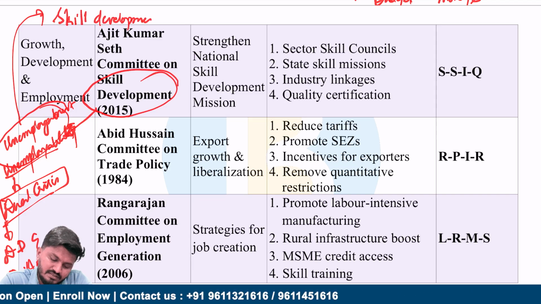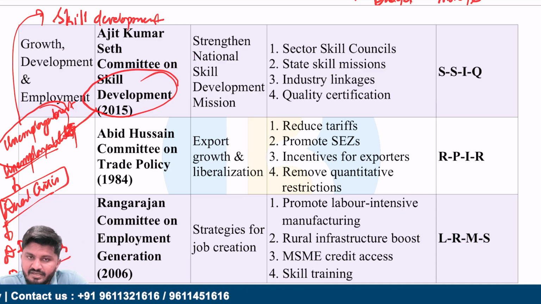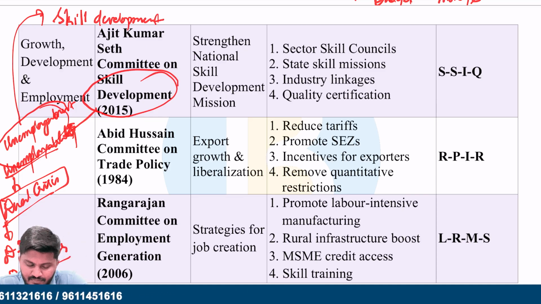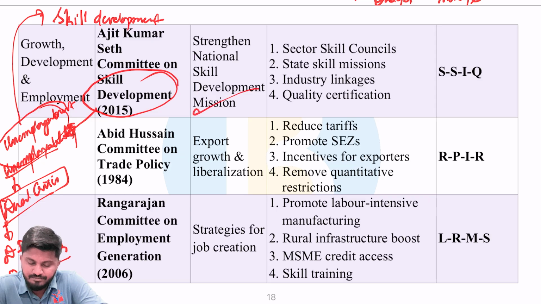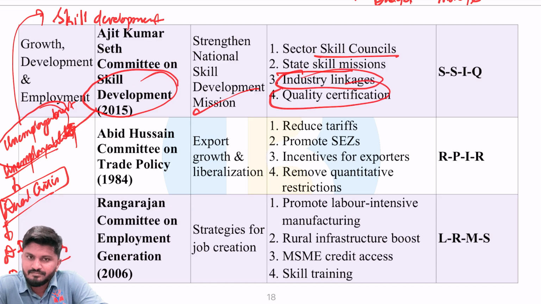Okay, so the skill development recommendations are given by the Ajit Kumar Seth Committee. The aim is strengthening the National Skill Development Mission. The recommendations were setting up of sector skill councils, state-based skill missions, industry linkages, and quality certification. Okay, so very important recommendations, again relevant to this day as well.